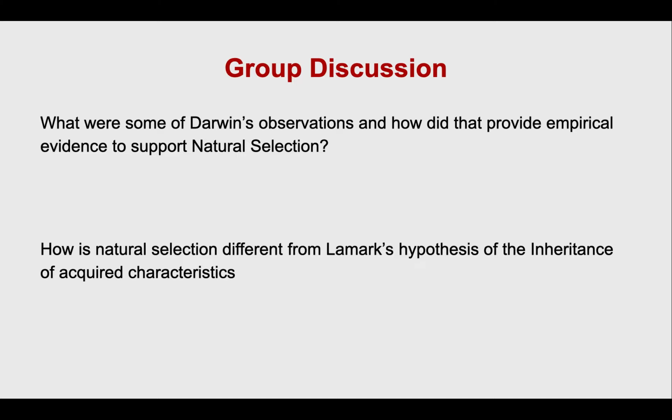All right, have we had a chance to answer these questions? What are some of Darwin's observations and how did that provide empirical evidence to support natural selection? What did he look at?